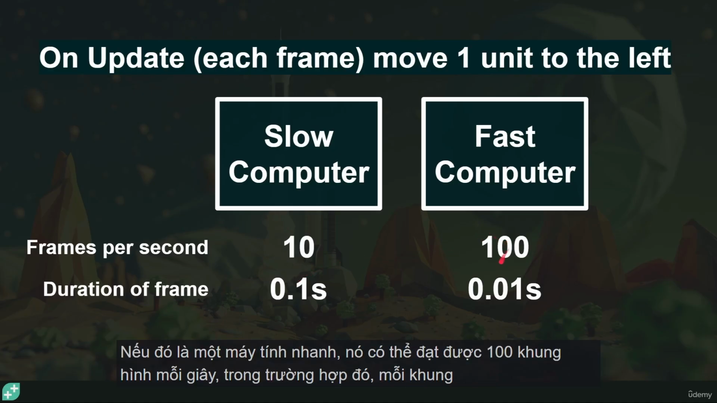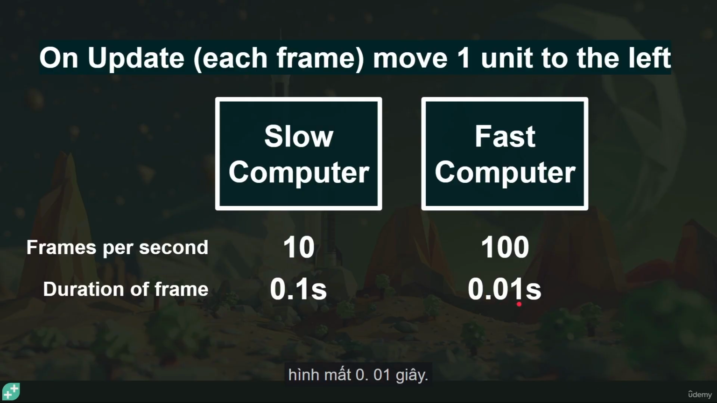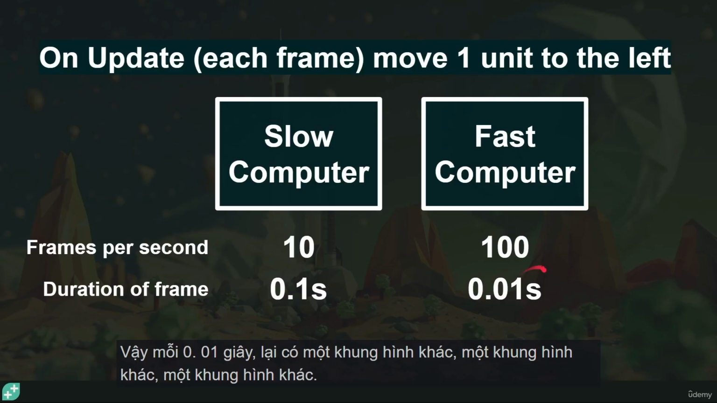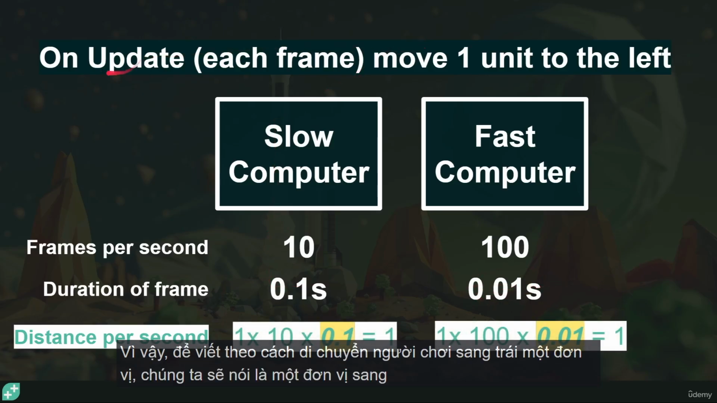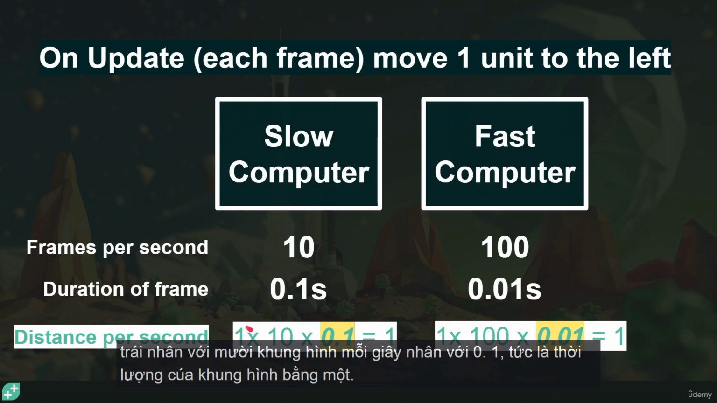If it's a fast computer, it might be getting 100 frames per second, in which case each frame is taking 0.01 of a second. So each 0.01 second, there's another frame, another frame, another frame. And after 100 of those have gone by, we've reached our 1 second mark. So to write it out in terms of moving our player 1 unit to the left, we would say 1 unit to the left times 10 frames per second times 0.1, which is the duration of the frame, equals 1.